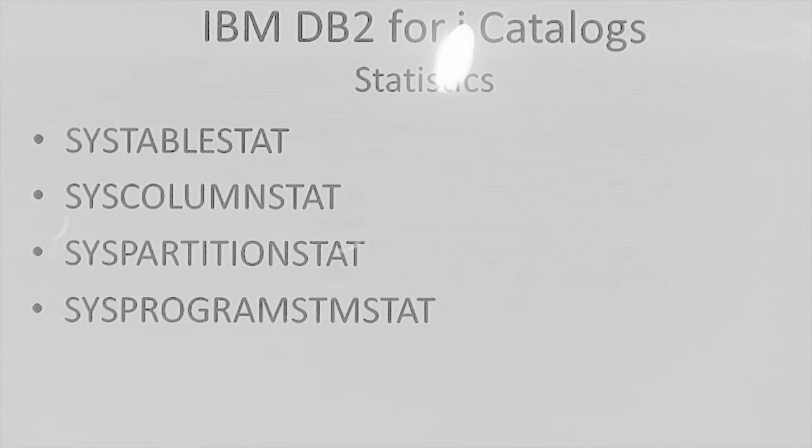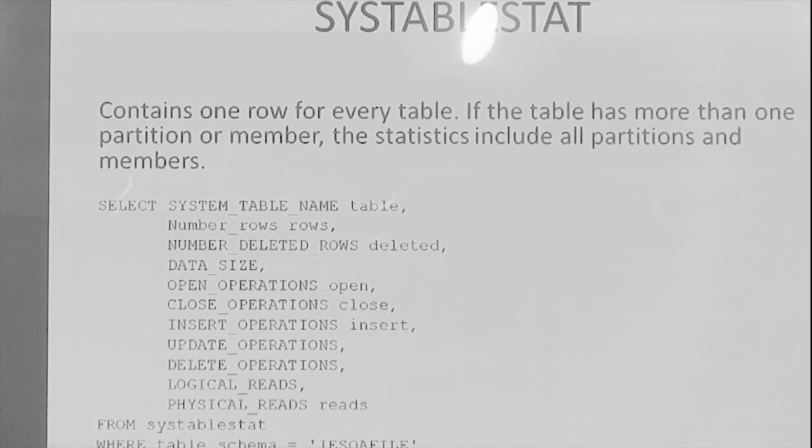Table statistics. It gets similar information as the sys tables. However, in this one you also get the number of rows, that's in the other view. Deleted rows and the data size are in there. But these are not open, close, insert, update, lock, deletes.